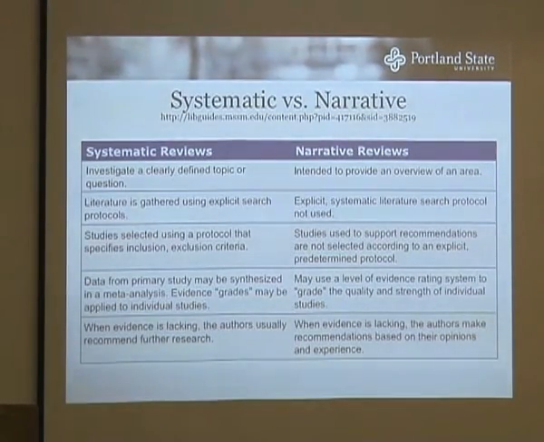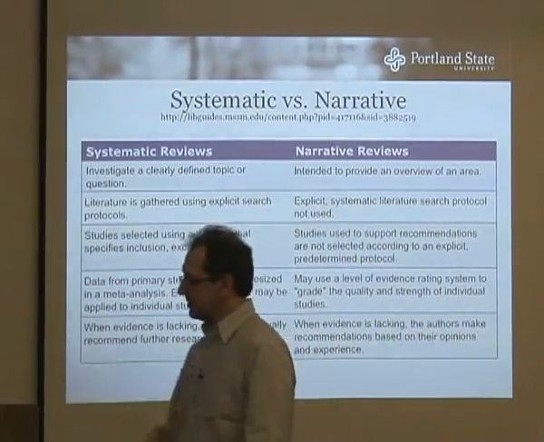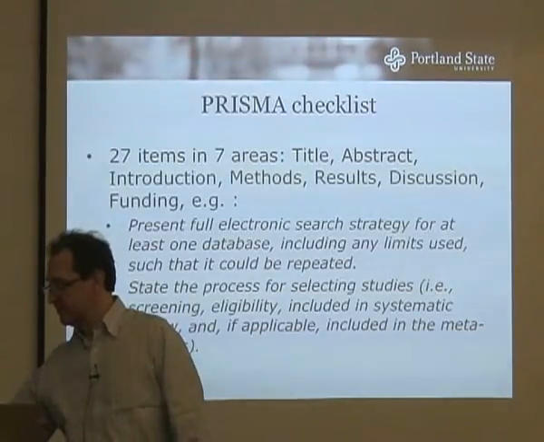It may be synthesized in a meta-analysis. Typically, that's not done in narrative reviews, but it may use some evidence rating system. And basically, selection is a rating system of sorts. And then when evidence is lacking, the authors usually recommend further research, and the other one is to recommend something based on their opinion and experience. That's very similar. So this gives you some idea of what to expect when you do systematic versus narrative.